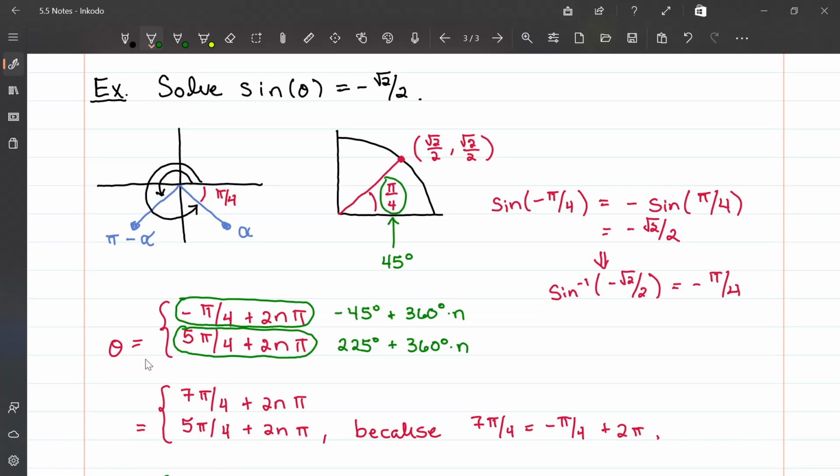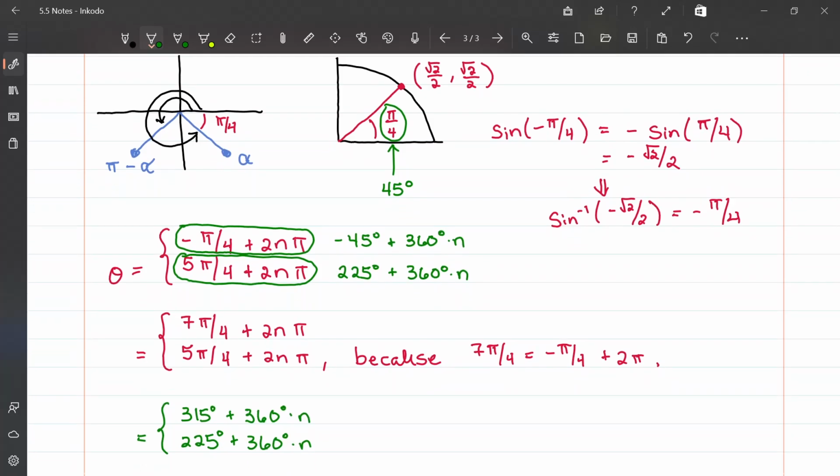The first big change is obvious. Instead of writing pi over 4 here, we would be writing 45 degrees. That would mean that whenever we wrote negative pi over 4, what we really mean is negative 45 degrees. And where we write 5 pi over 4, or in other words, start at pi, 180 degrees, and go an additional 45 degrees, we would be taking 180 plus 45, which would give us 225. The portion that says plus 2n pi, well, 2 pi is 360 degrees, so what we would write instead is 360 degrees times n.